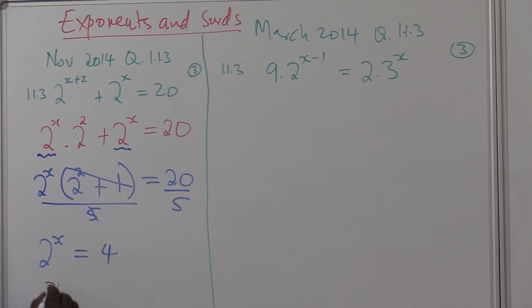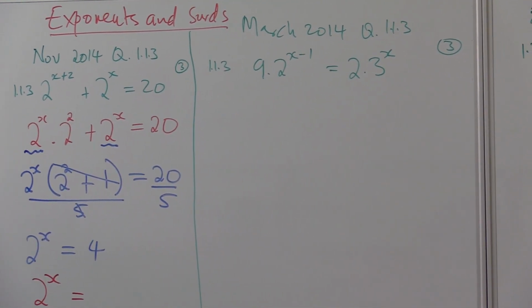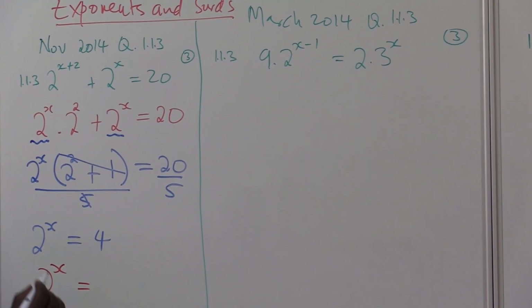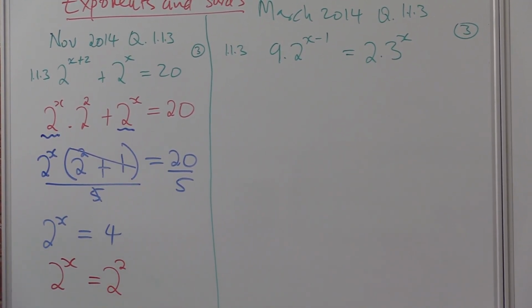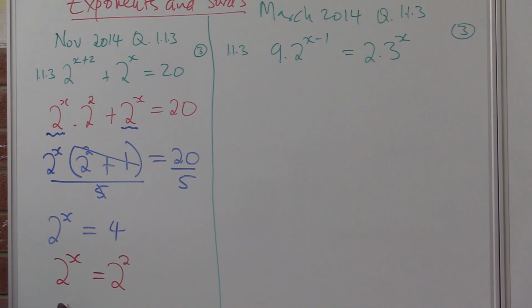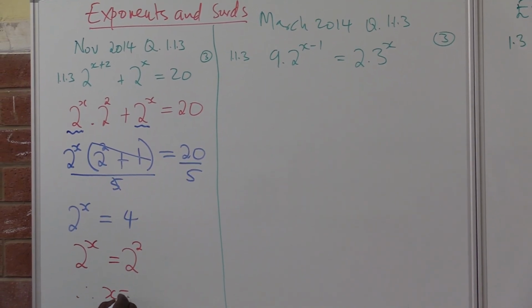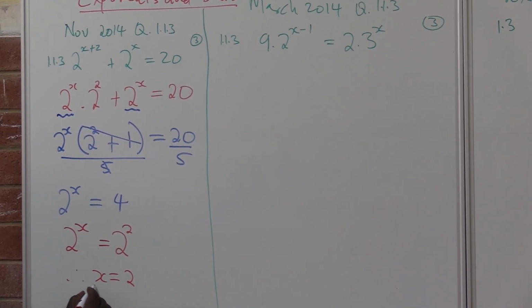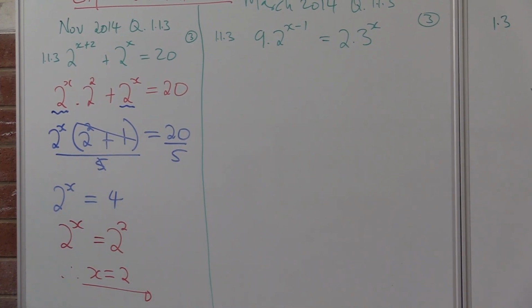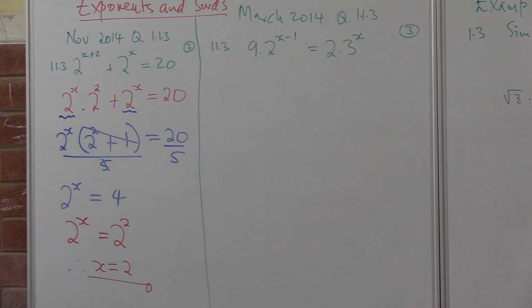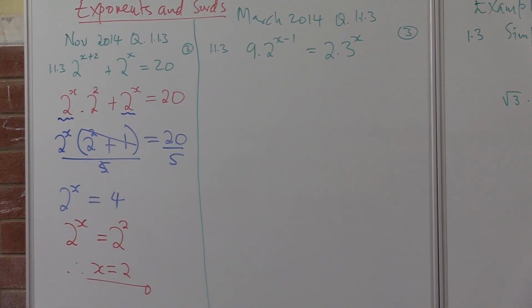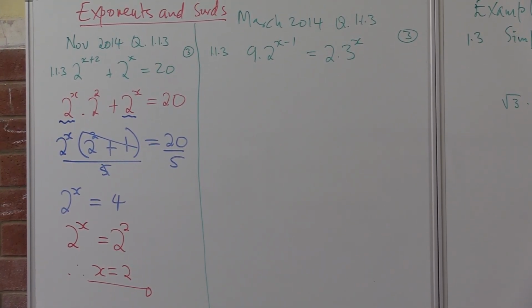So what do I have? I've got 2 to the power x as the same as, can I change that into 2 to the power something? Yes, I can do that. 4 is the same as 2 to the power 2. This is where I wanted to come. If the bases are the same, therefore the exponents will be the same. Therefore this means that x is the same as 2, because the bases are also the same. That's how you go about solving these ones. In fact, it involves factorization, taking out a common factor. That's part of your first part of algebra, which is factorization.